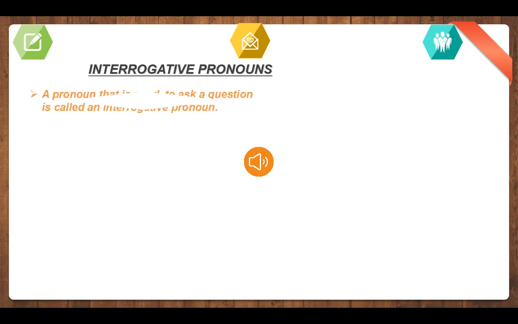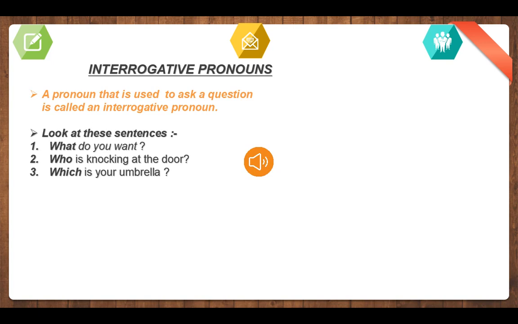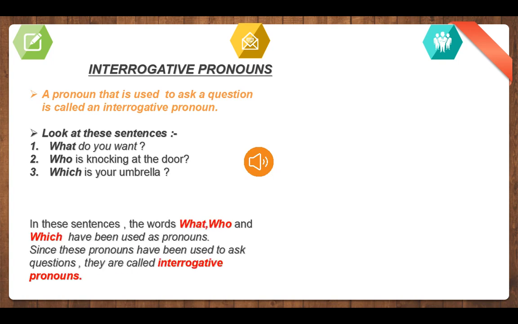Interrogative pronouns. A pronoun that is used to ask a question is called an interrogative pronoun. Look at these sentences. What do you want? Who is knocking at the door? Which is your umbrella? So in these sentences, the words what, who, which have been used as pronouns. Since these pronouns have been used to ask questions, they are called interrogative pronouns.